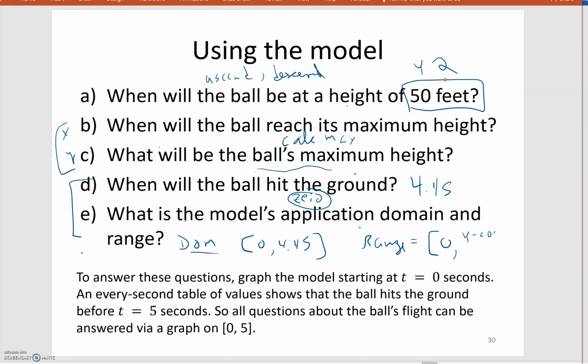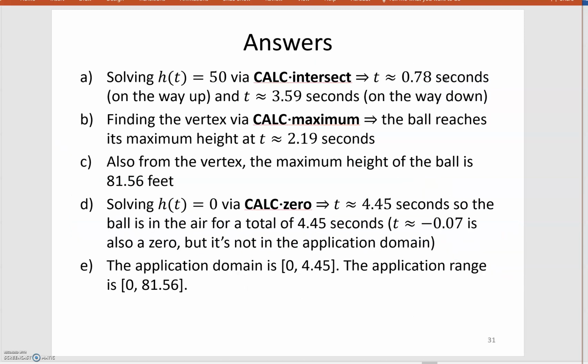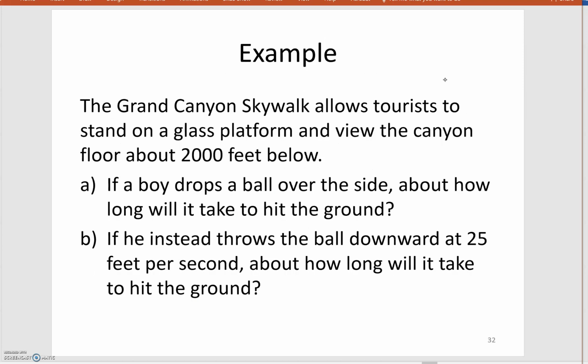That's the y-coordinate of the vertex. Okay. So yeah, the y-coordinate of the vertex is 81.56. All right, so that's a little example about projectile motion. Let's take a look at another one.